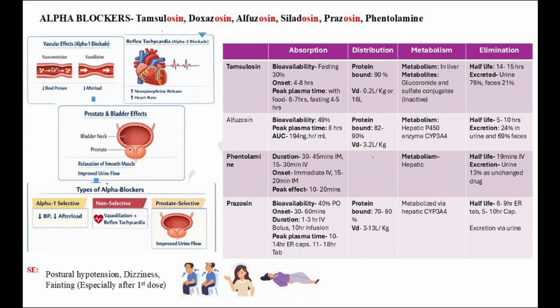Examples include tamsulosin, doxazosin, alfuzosin, and prazosin. One important side effect is postural hypotension, which may lead to dizziness or fainting, especially after the first dose.